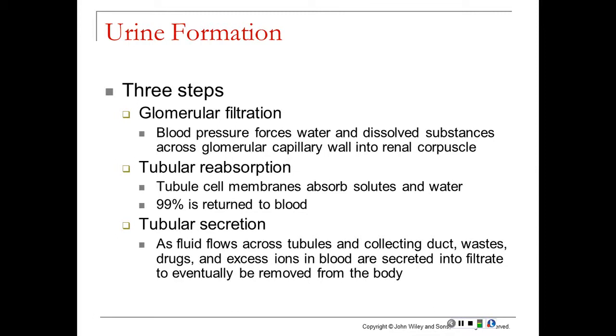Then you have something called tubular reabsorption. So the glomerular filtration rate is basically going to slam the majority of the junk and some good stuff out of the blood. Tubular reabsorption is what is going to occur as that filtrate passes through the PCT, the nephron loop, and the DCT. And so the tubule are basically going to reabsorb almost 99% of what was originally slammed out at the glomerulus. Then you have tubular secretion.